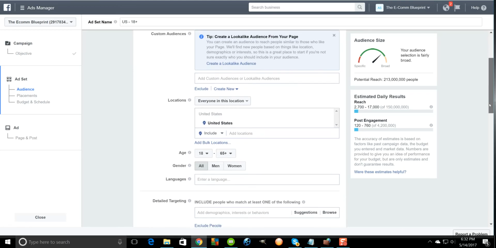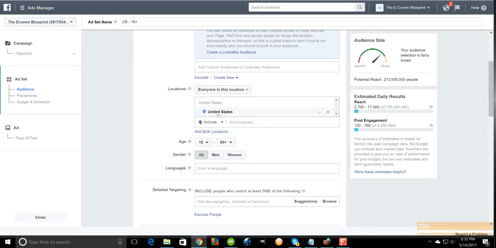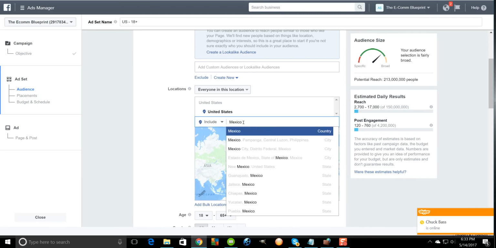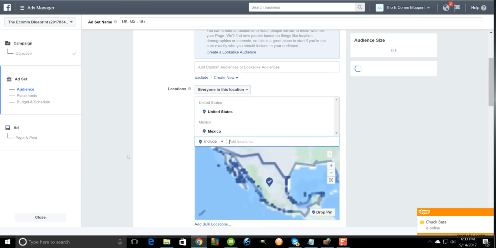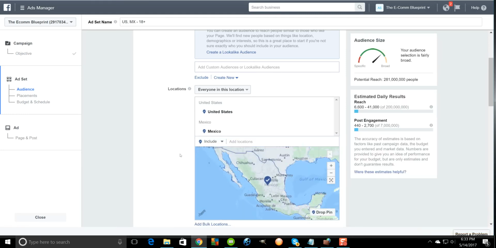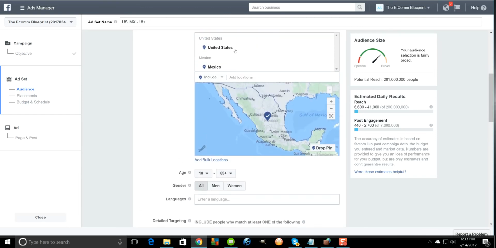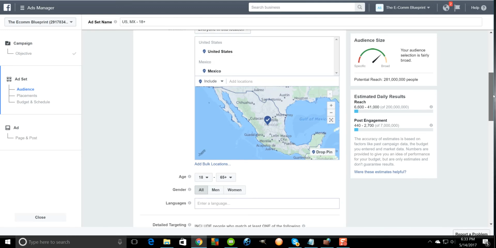Okay, so let me go ahead, and I'm going to target people in the United States, but I'm also going to target people in Mexico because this is a Mexico soccer pendant. So let me go ahead and put in Mexico. Okay, and let me scroll down here. So this is where you're going to put in your countries. It's very important that you know what countries are going to be good for your particular product.